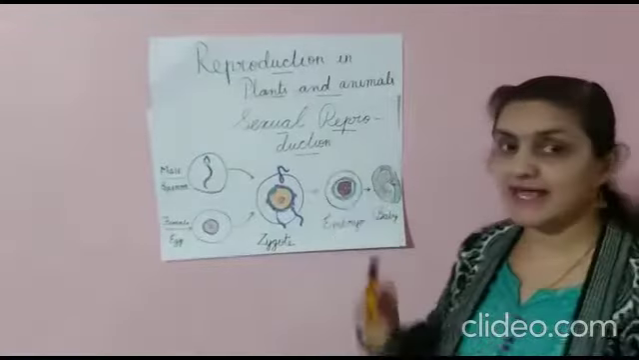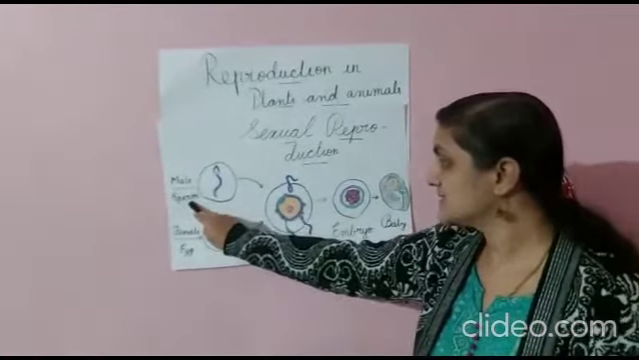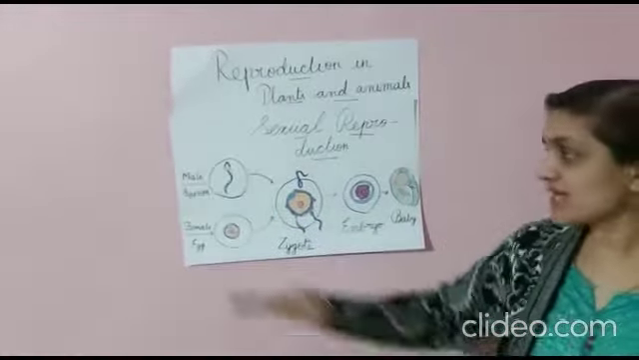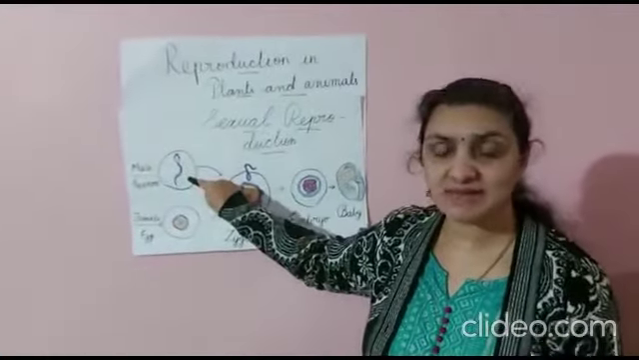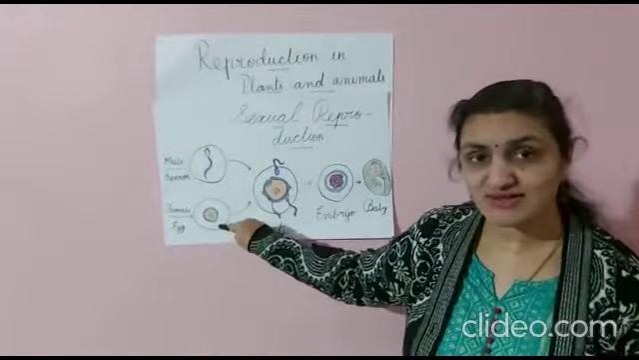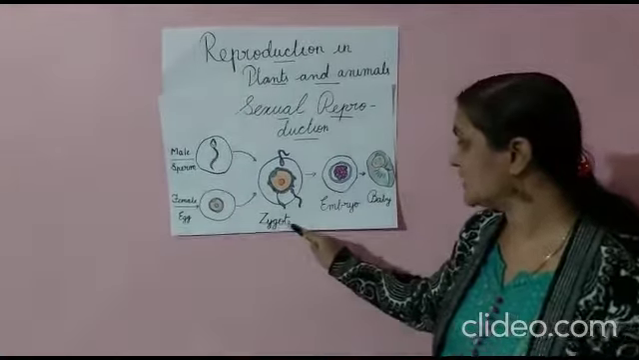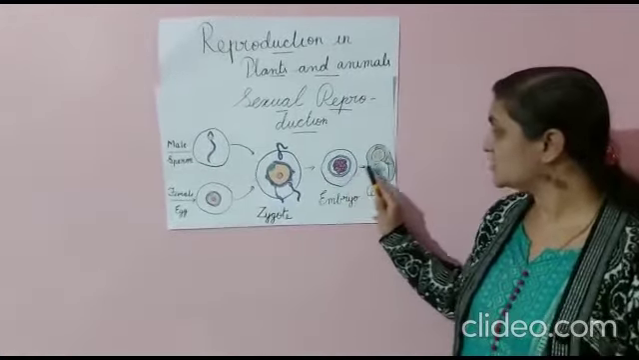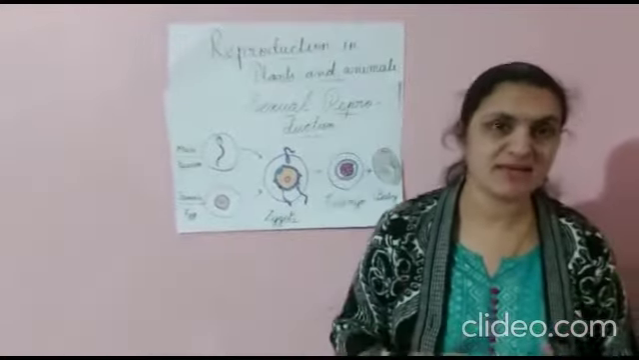Sexual reproduction in animals. The male sperm and the female egg are the gametes. The male sperm is the male gamete, and the female egg is the female gamete. When these two fuse together, we call it a zygote, and then it forms the embryo. Later on, in a very slow process, it develops into a baby.